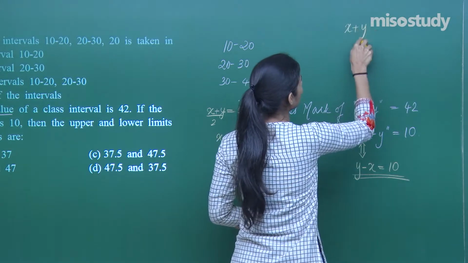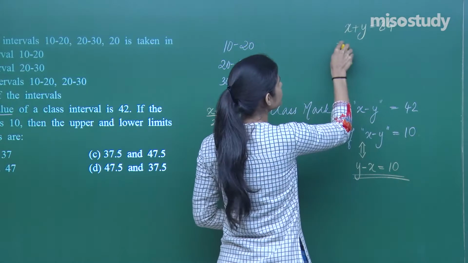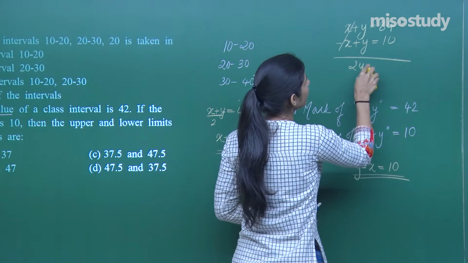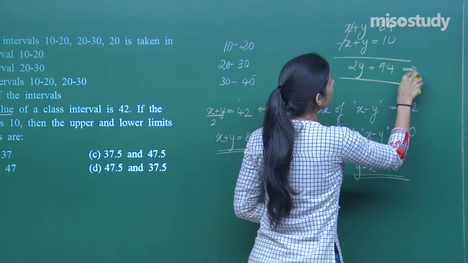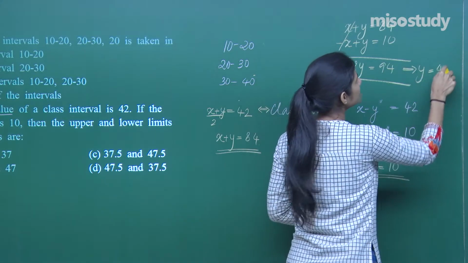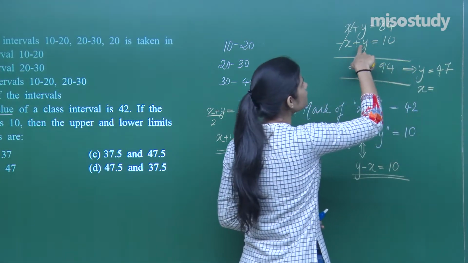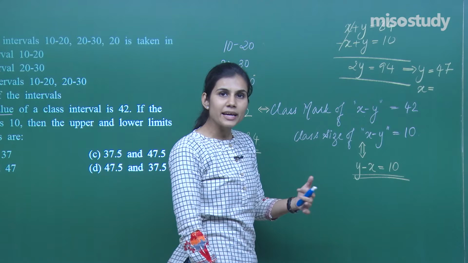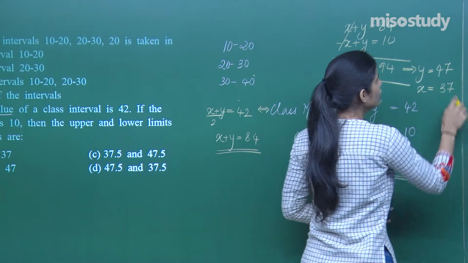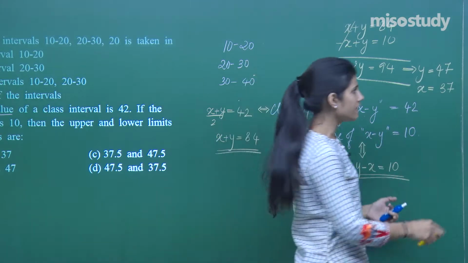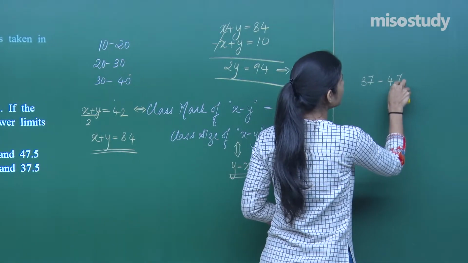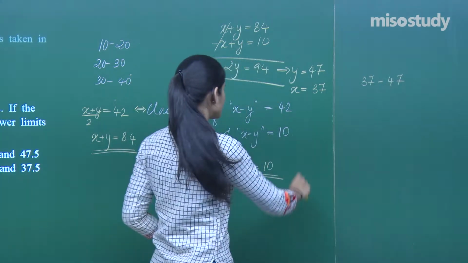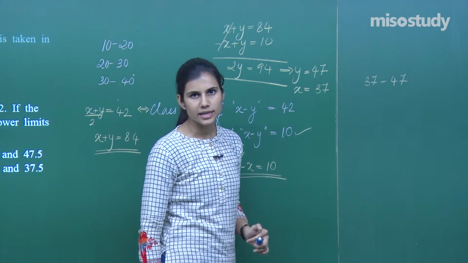You have x plus y is 84 and y minus x is 10. When you add, you get 2y equals 94, which implies y equals 94 upon 2, that is 47. And if y is 47, what is x? Minus x is 10 minus 47, so minus x is minus 37, or x is 37. So your class interval is 37 to 47. You can see that if 37 to 47 is the class interval, the class size is 47 minus 37, which is 10. So yes, y minus x is 10.